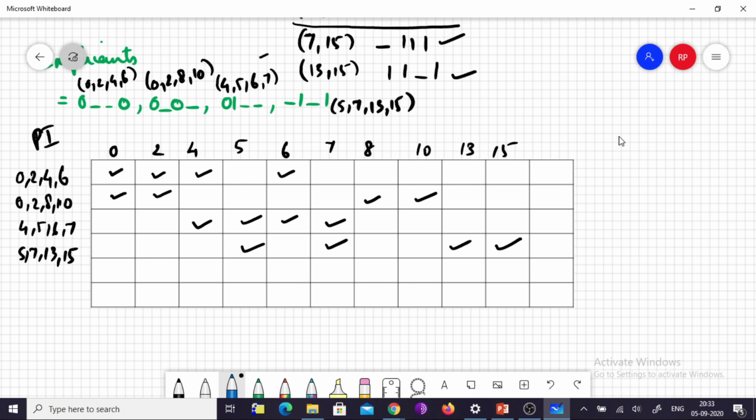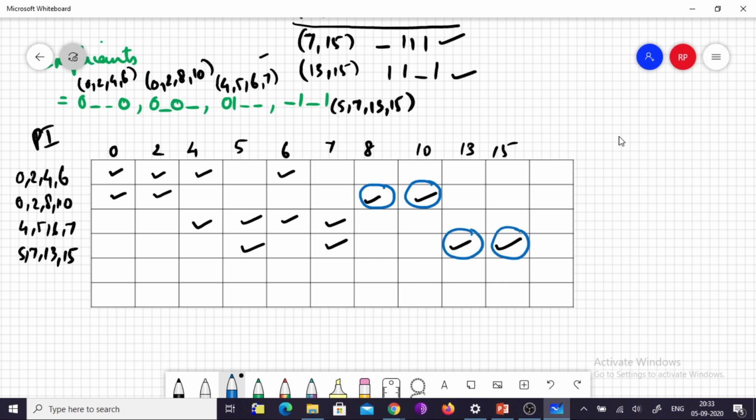If I take the first column, I have more than one tick mark, I leave it. The second one I leave it, the third one I leave it, fourth I leave it, 6, 7. But if you take the column with the header 8, I have only one tick mark, so I will select this one. Even the column 10, I'll select this one. Even 13 and 15, I'll select this one.